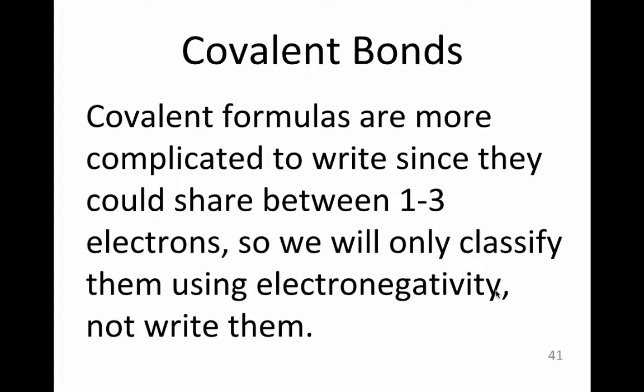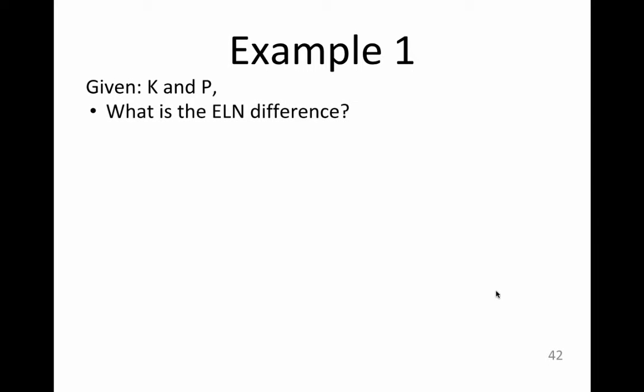Covalent bonds are formed in much more complicated ways, and they're harder to write since they could share between 1 and 3 electrons. So we'll only classify them using electronegativity. I'll have to tell you how many bonds you actually have in order to write them correctly. So example 1, if I gave you K and P, potassium and phosphorus, first, you check the electronegativity difference.